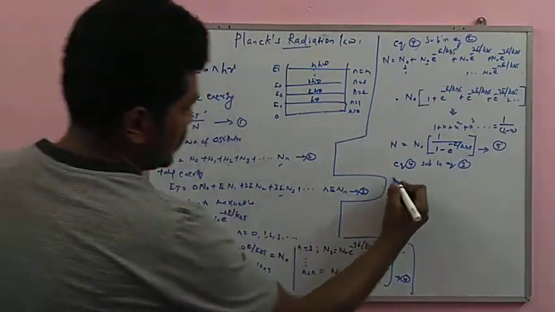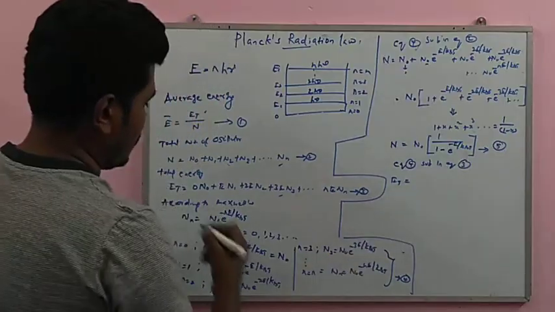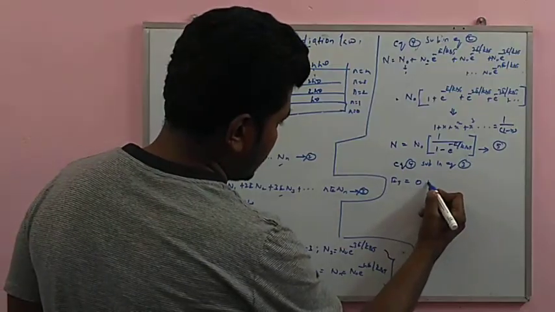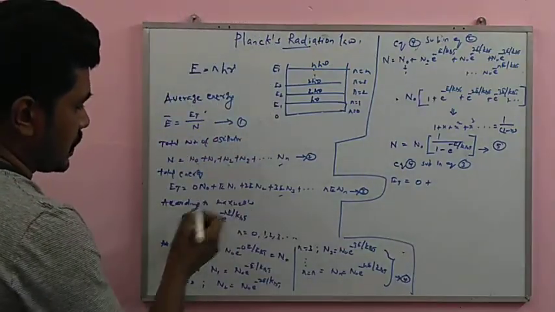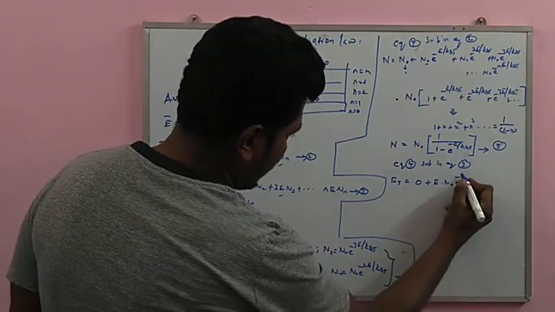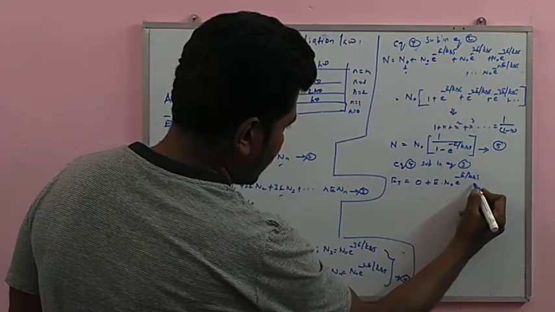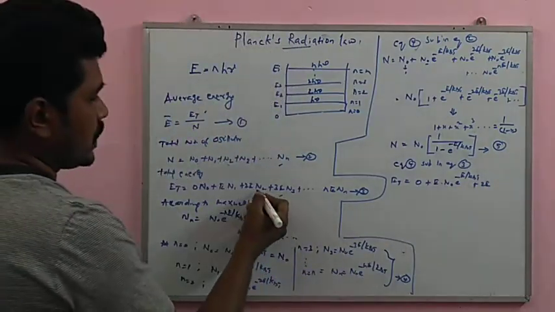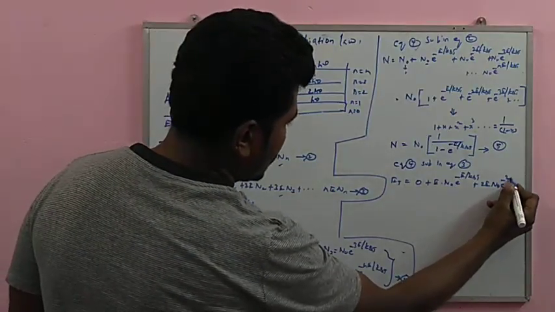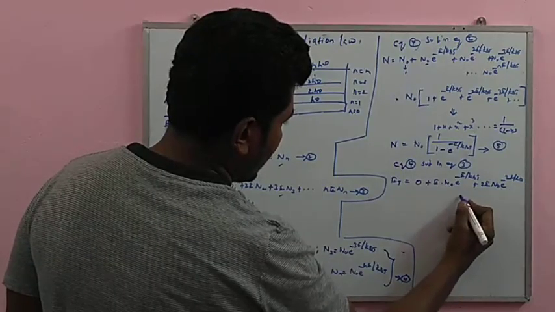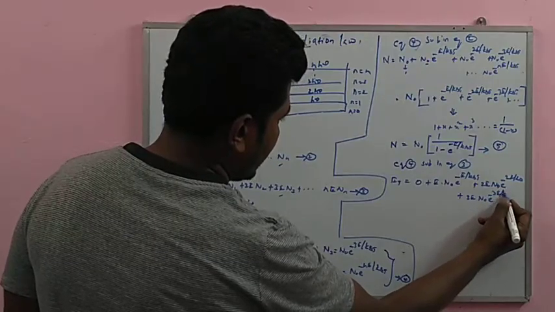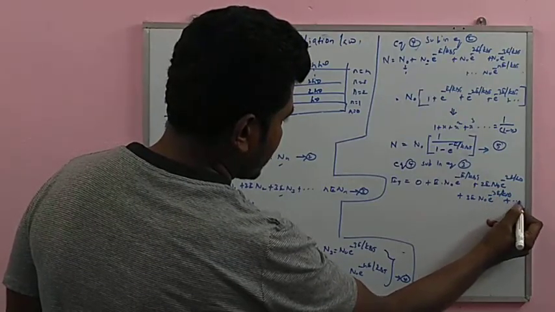So total energy E_T is equal to, see, 0 into N0 is also 0. So the first term is 0. Then the second term is E into N1, and N1 means N0 e power minus E by kBT. Plus 2E into N2, that is N0 e power minus 2E by kBT. So 3E into N0 e power minus 3E by kBT, plus etc.